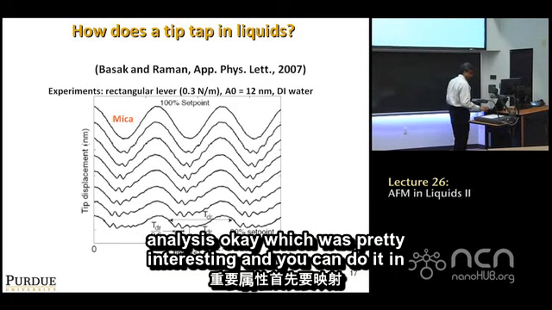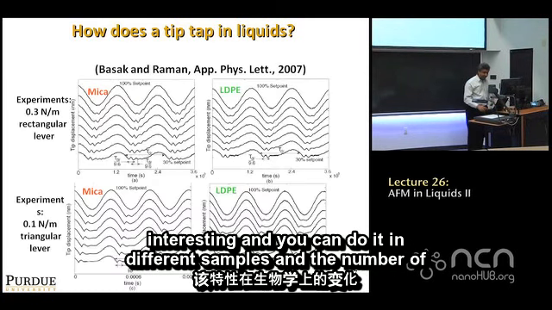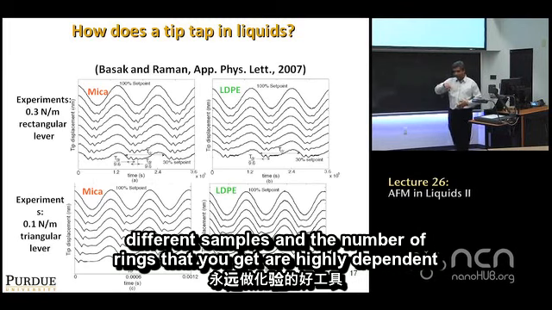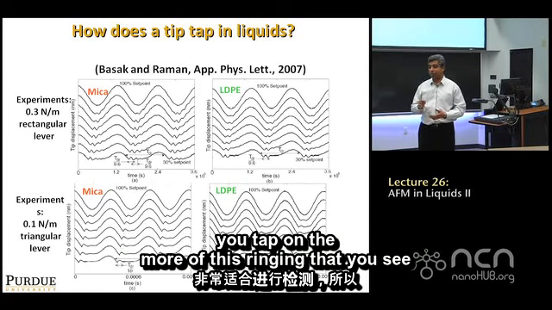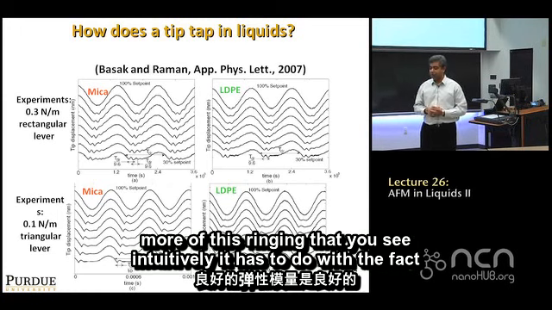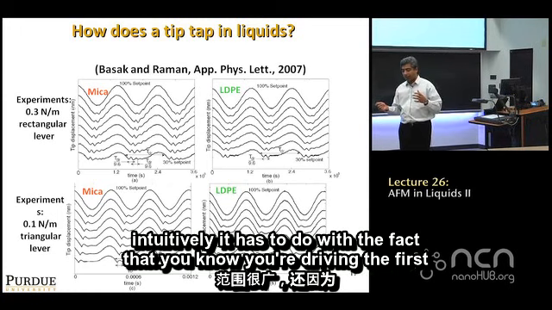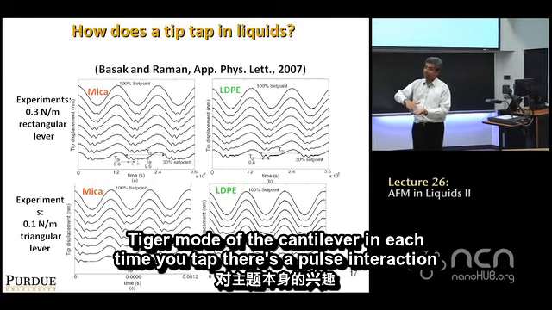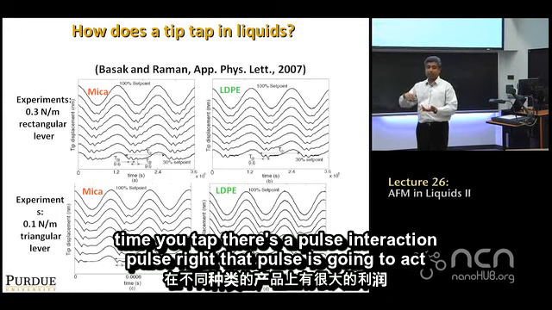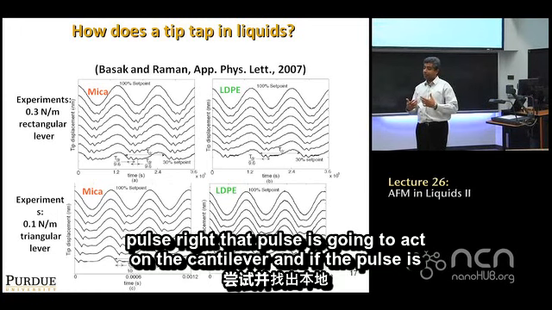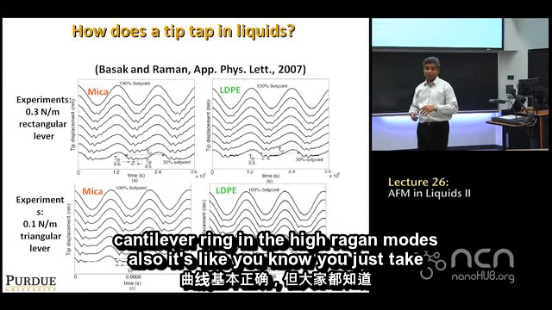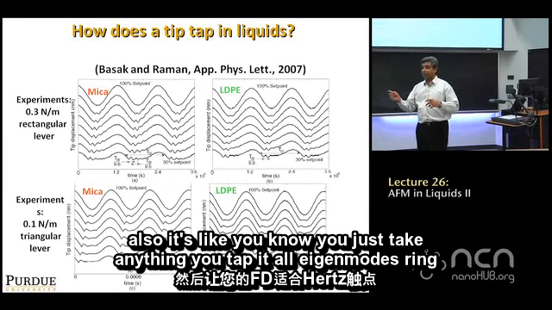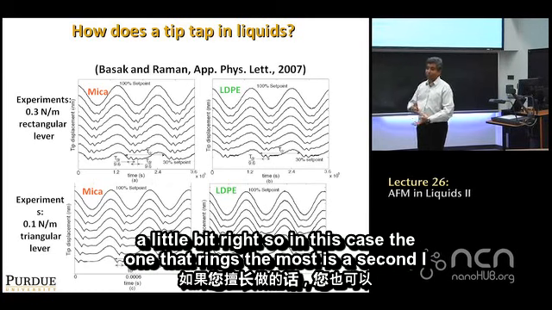Which was pretty interesting, and you can do it in different samples, and the number of rings that you get are highly dependent on the sample. So the harder the sample you tap on, the more of this ringing that you see. Intuitively, it has to do with the fact that you're driving the first eigenmode of the cantilever, and each time you tap, there's an interaction pulse, right? That pulse is going to act on the cantilever, and if the pulse is short enough, it's going to make the cantilever ring in the higher eigenmodes also. It's like, you just take anything, you tap it, all eigenmodes ring a little bit, right? So in this case, the one that rings the most is the second eigenmode.